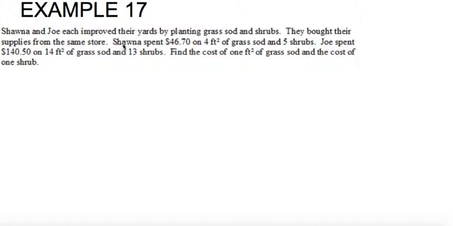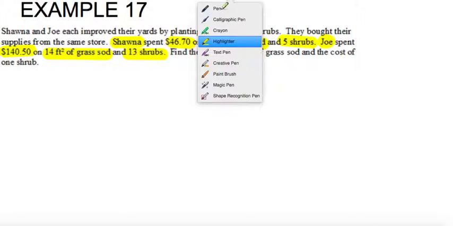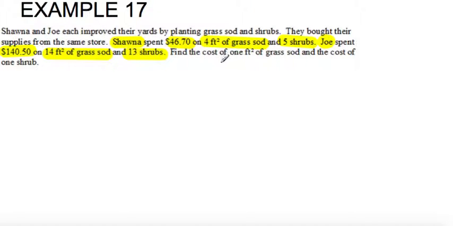Key information here is that Shauna spent $46.70 on 4 square feet of grass sod and 5 shrubs, and then Joe spent $140.50 on 14 square feet of grass sod and 13 shrubs. And what they are asking us is to find the cost of 1 square foot of grass sod and the cost of 1 shrub. Okay, so before we do that, let's figure out our variables.